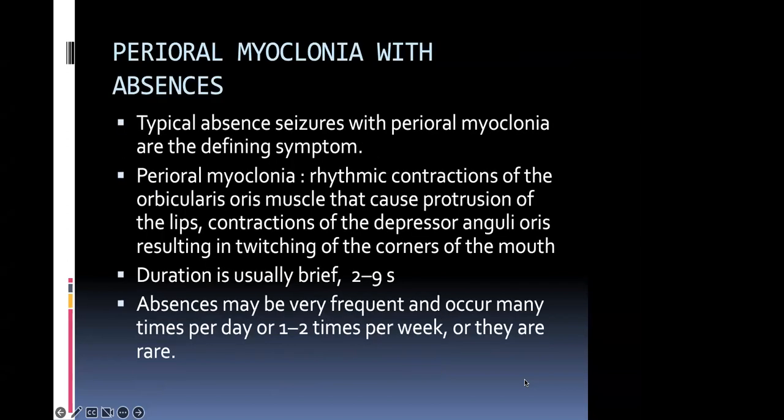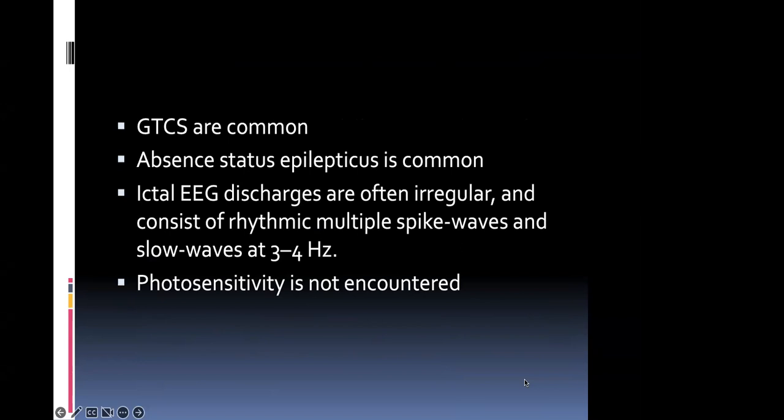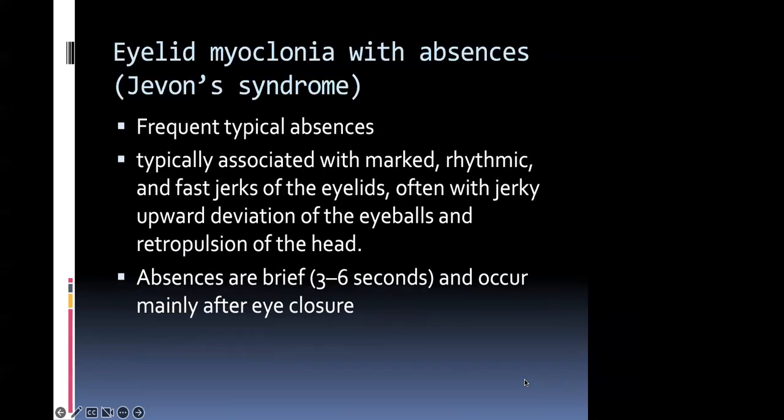It is also the same as typical absences, but they have myoclonic jerks around the mouth, and EEG shows similar 3 to 6 hertz spike and wave discharges. They also have GTCS and other seizures, but the most common are absences. They are a little resistant to treatment. And the other one is eyelid myoclonia with absences. It is typically associated with rhythmic fast jerking of the eyelids, often with upward deviation of the eyeballs and retropulsion of the head. Especially they have very high photosensitivity.